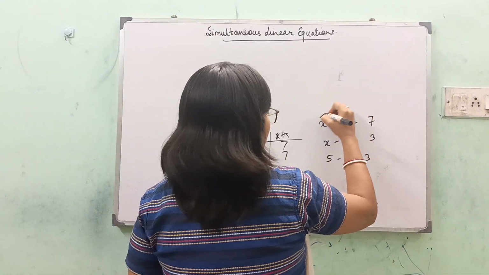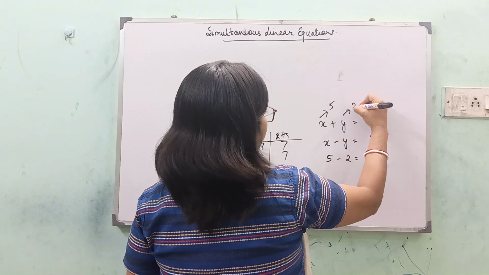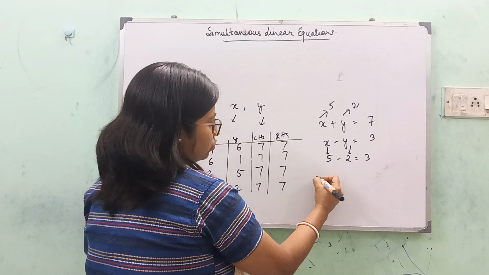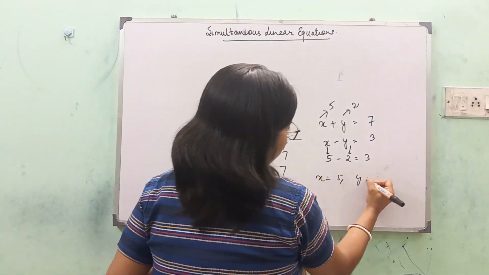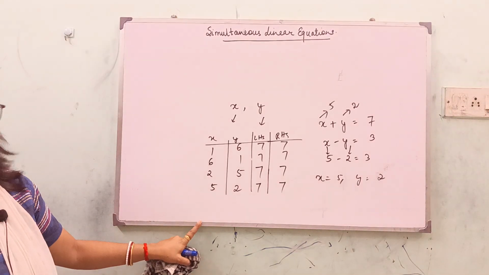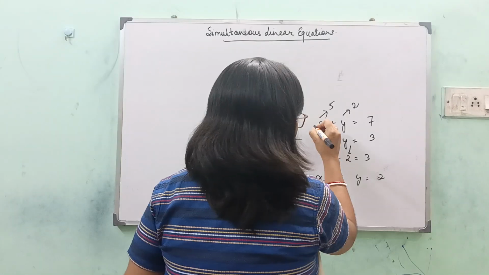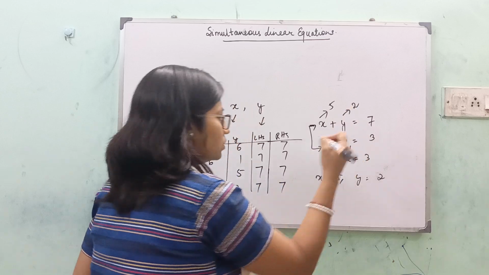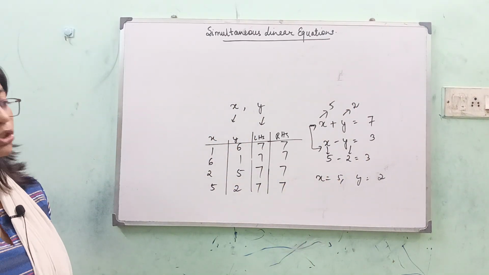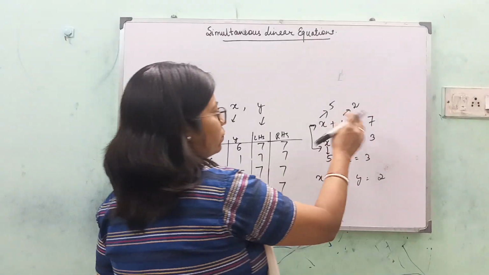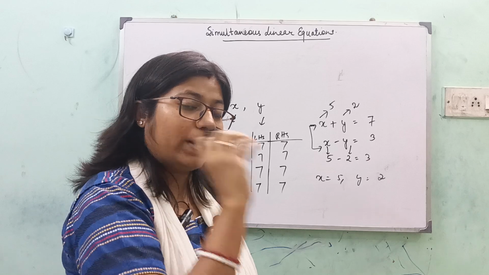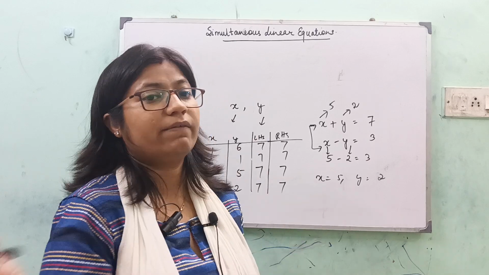So this value of x as 5 and y as 2, and here also x as 5 and y as 2. So x is 5 and y is 2. This satisfies both the equations. So this is the solution of the system of simultaneous equations given to you. When you solve simultaneous equations of two variables, when two equations are given, you will get one single value for x and one single value for y.